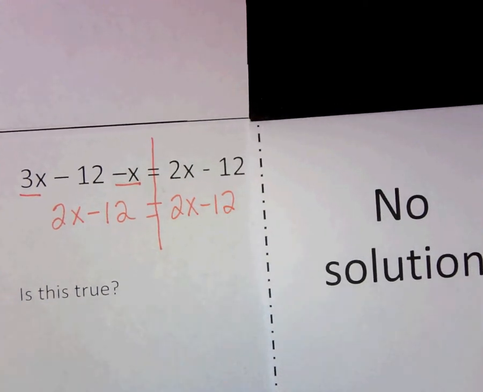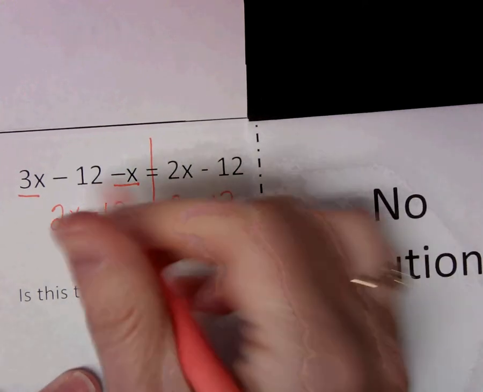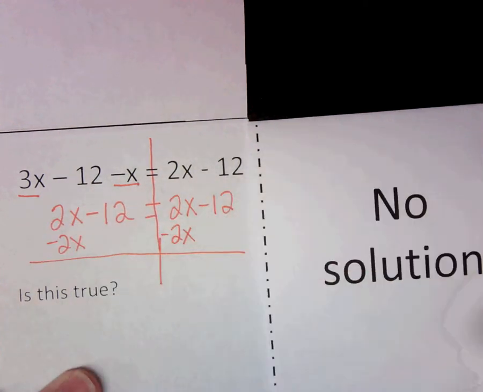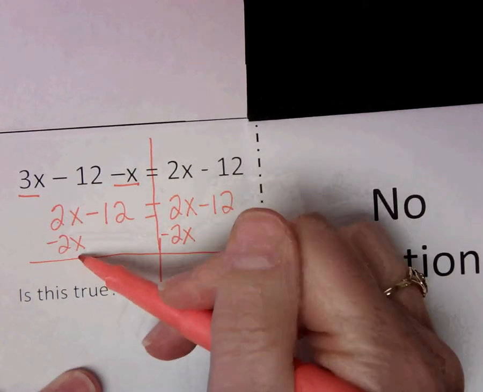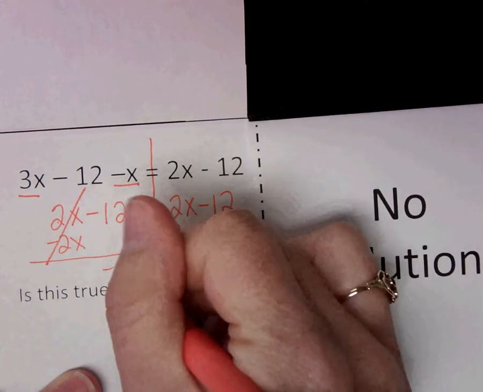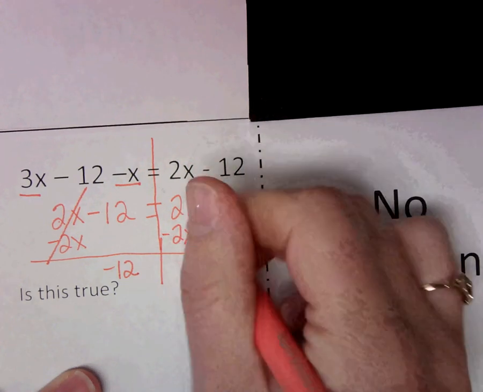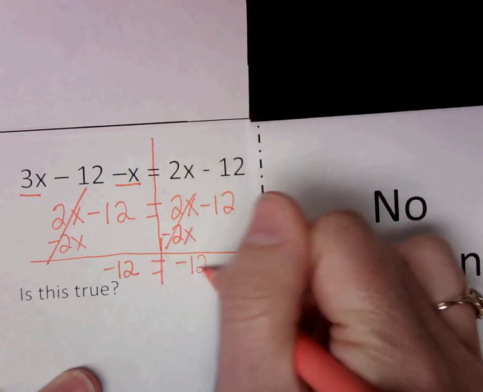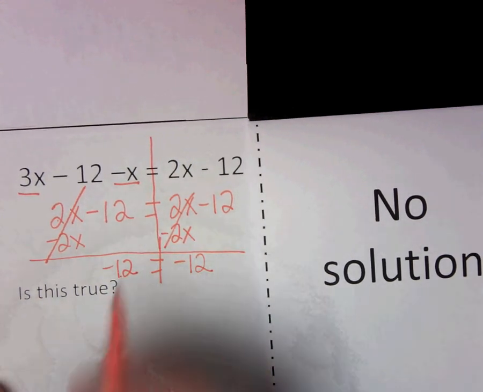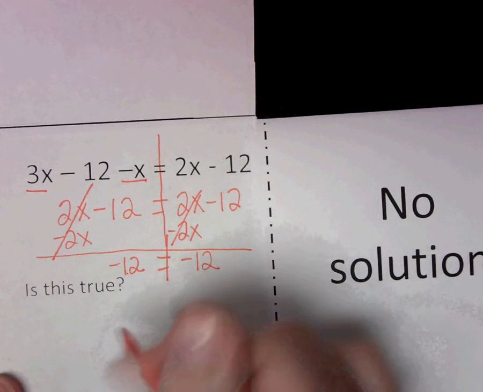Our next step would be to move our variables to the same side. So minus 2x, minus 2x. Well, look what happens here. 2x minus 2x is 0. It cancels out, and all I have left is negative 12. Same thing here, 2x minus 2x cancels out, and I have left negative 12. We have the exact same thing on both sides. Is this true? Is negative 12 equal to negative 12?